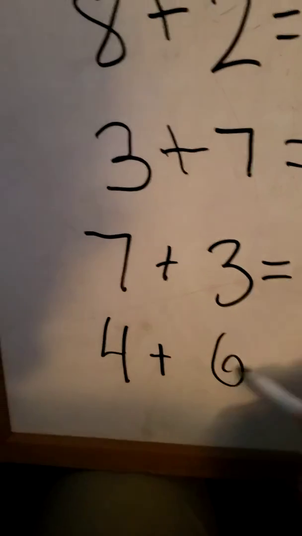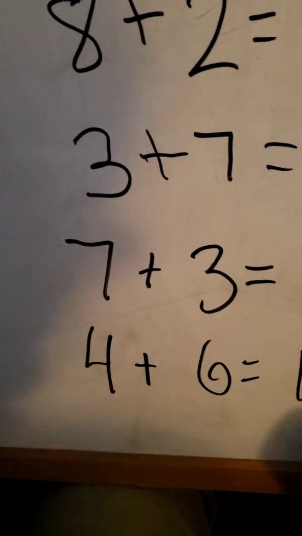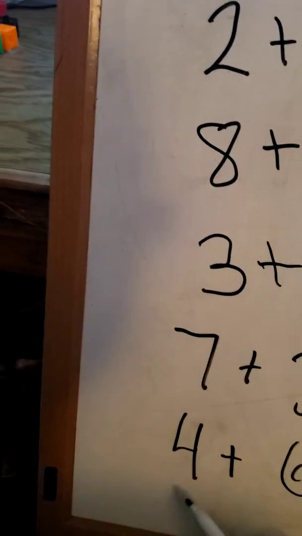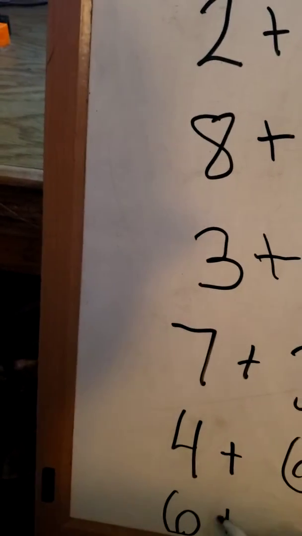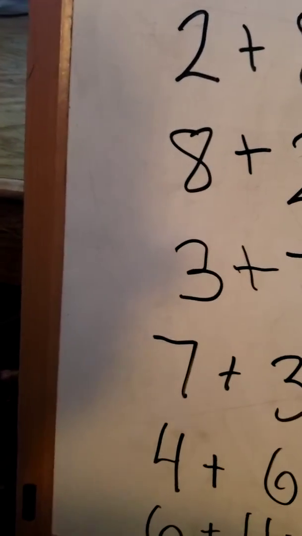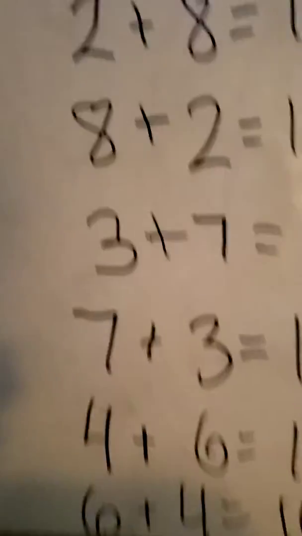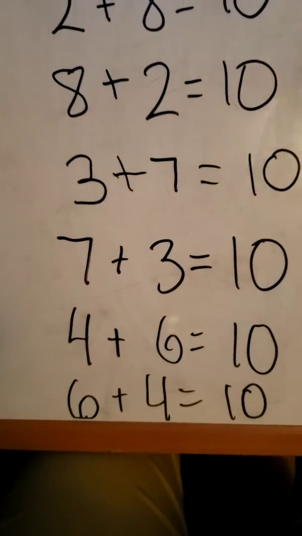4 plus 6. So let's write it down. 4 plus 6 equals 10. Now I got to flip it to represent it the other way. So now it's 6 plus 4 equals 10. See that? 6 plus 4, 4 plus 6, same thing.